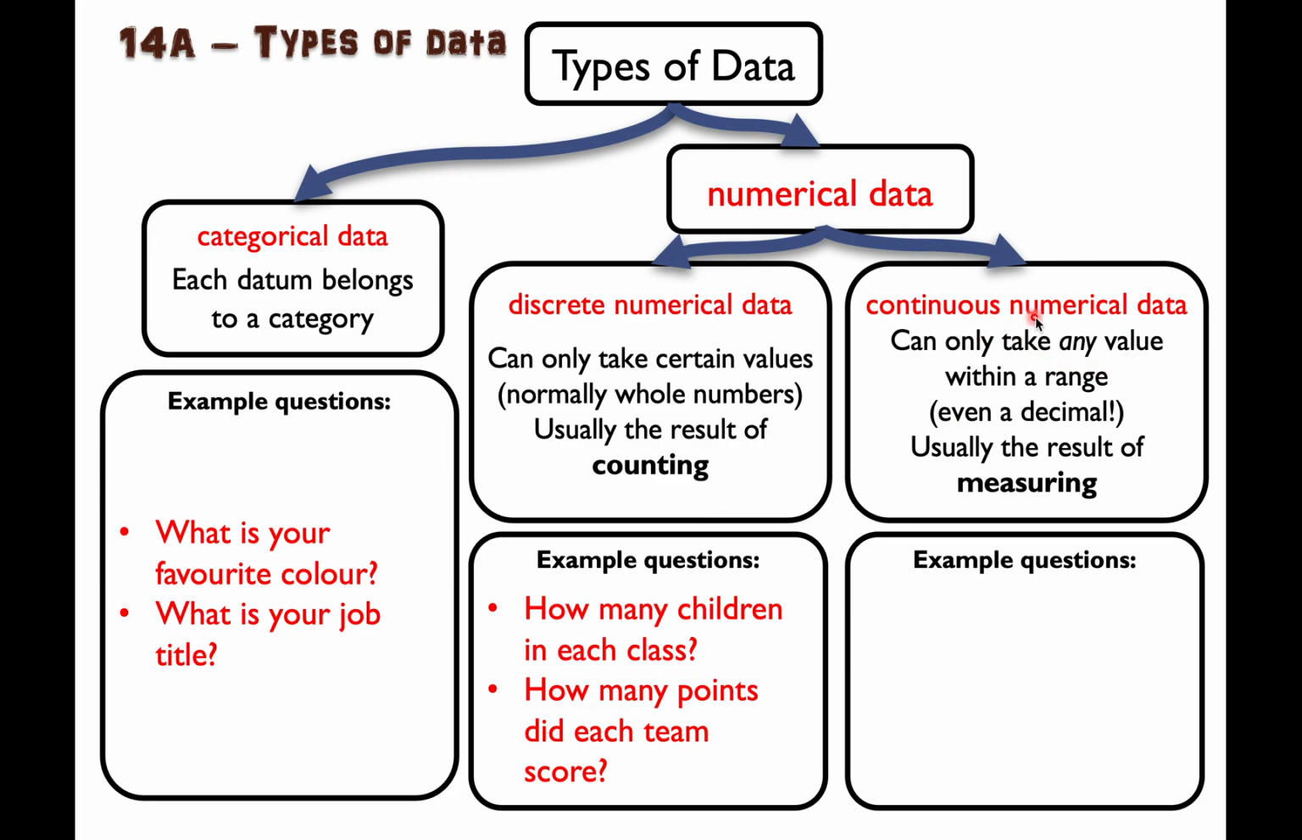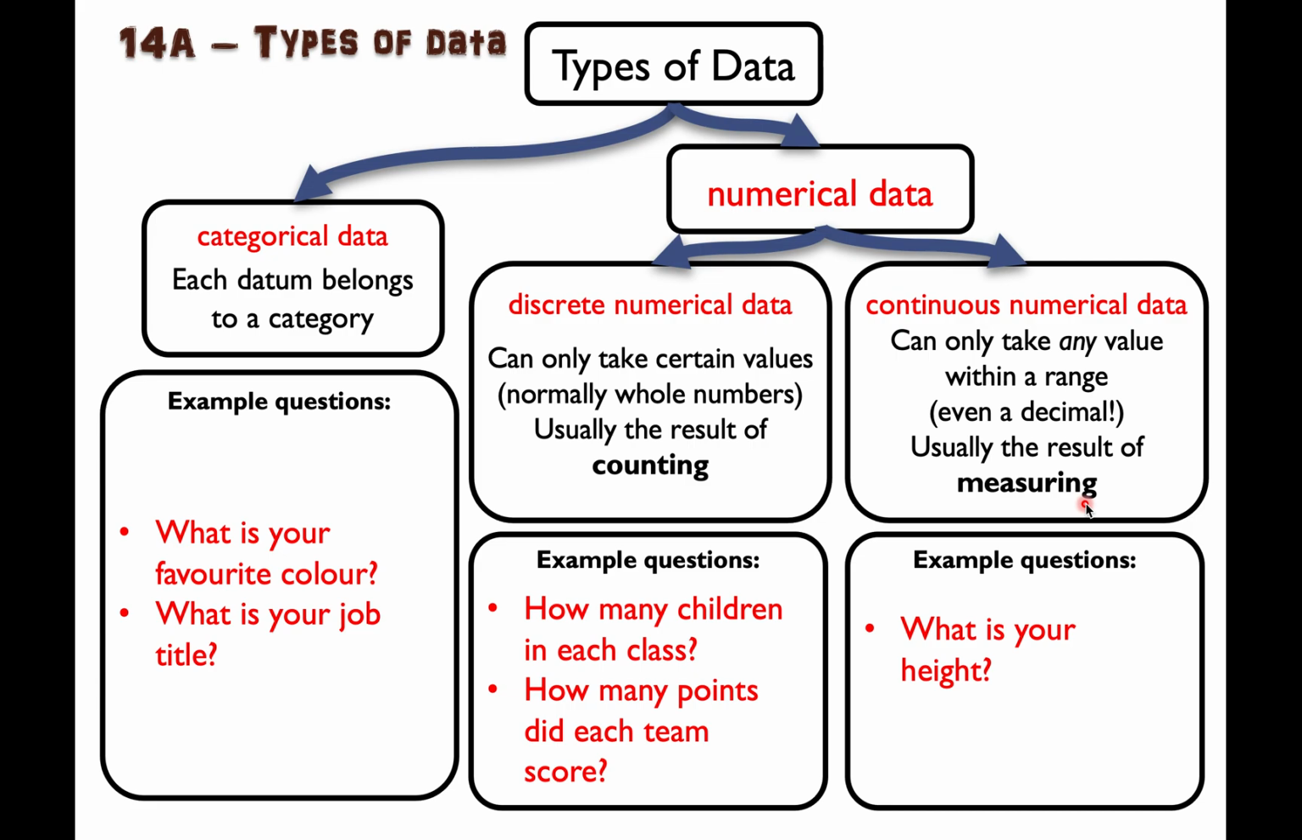Finally, we have continuous numerical data. You can see that both of these are just different types of numerical data. And continuous numerical data is when it can take any value within a range, even a decimal. And this is usually the result of measuring. So an example might be, what is your height? Maybe one person is 162 centimeters, another person is 163 centimeters. Does it make sense to be halfway between those? Yes, you could be 162.5 centimeters.